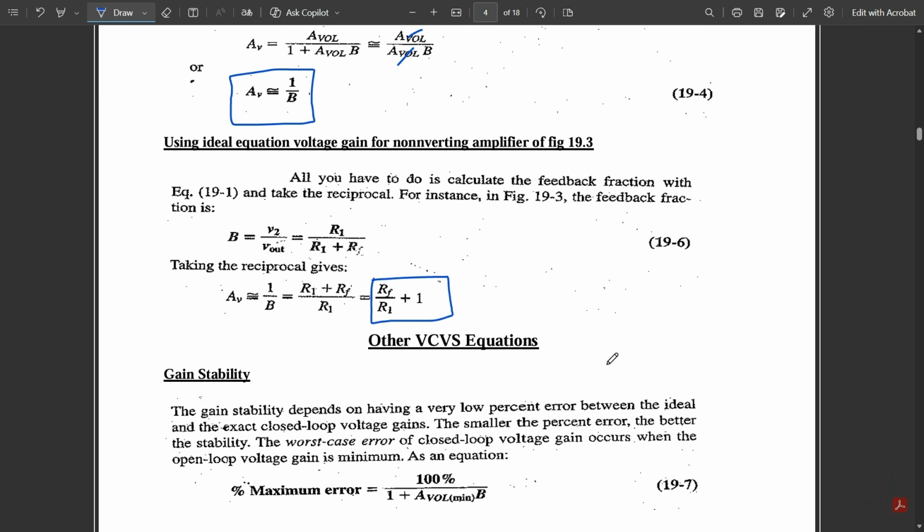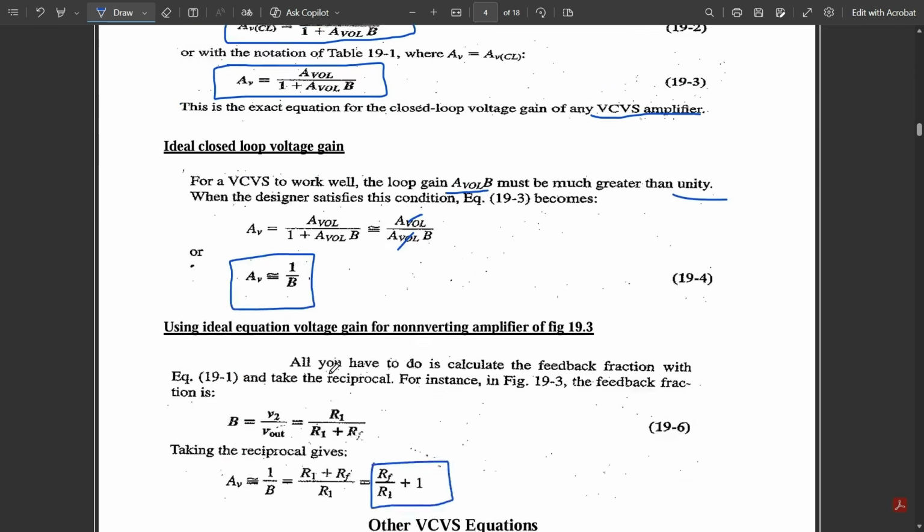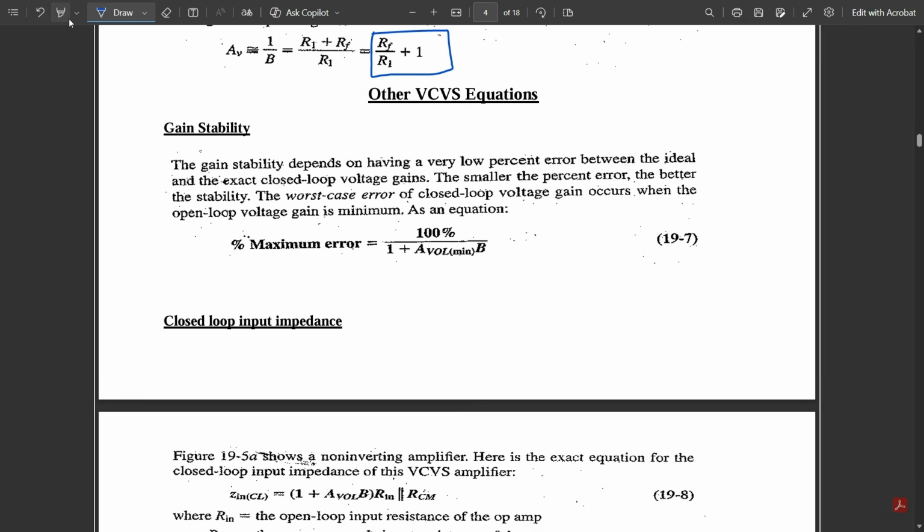Okay, so this is the initial closed loop voltage gain at the practical stage as well as the ideal state. Now let us go through the other equations of this VCVS amplifier. First is the gain stability. What do you mean by gain stability? You see here.